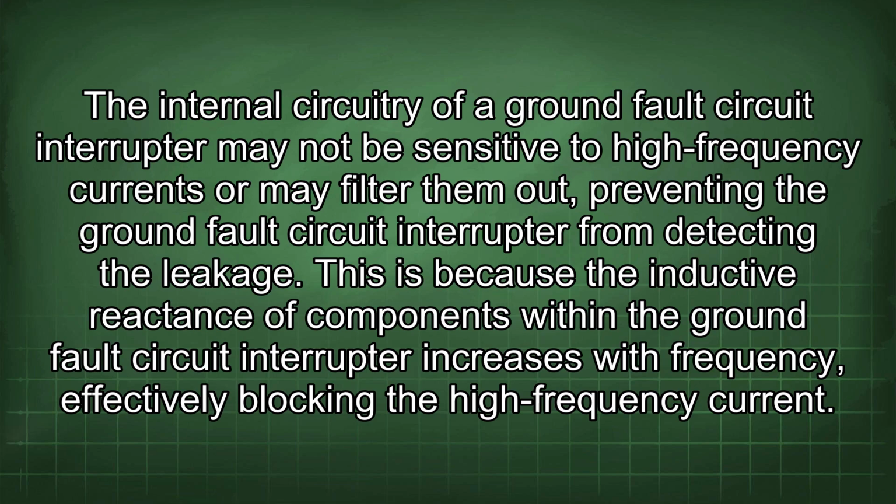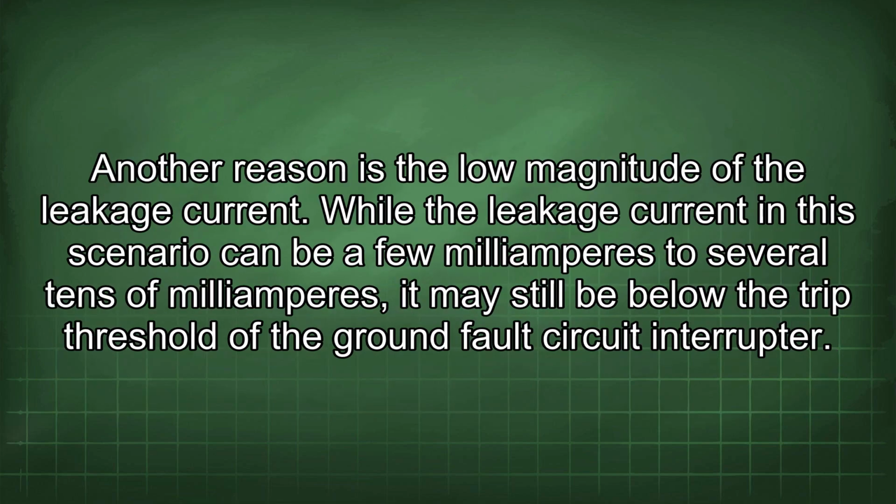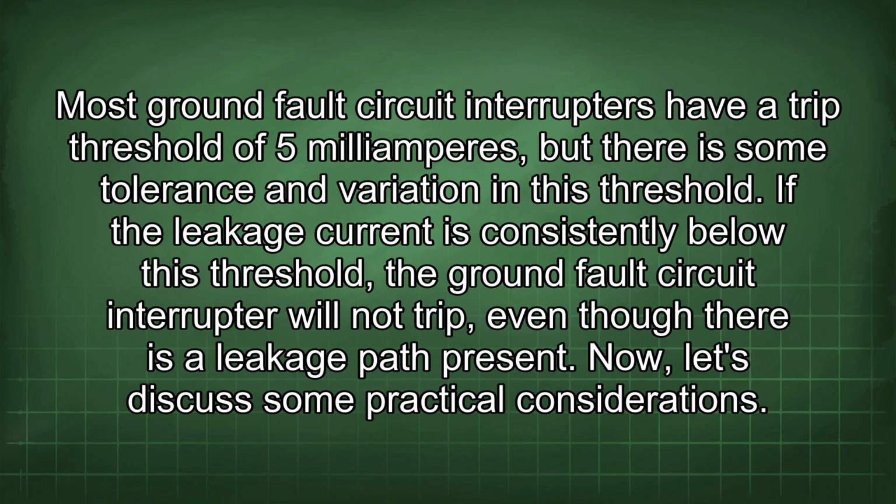This is because the inductive reactance of components within the ground fault circuit interrupter increases with frequency, effectively blocking the high-frequency current. Another reason is the low magnitude of the leakage current. While the leakage current in this scenario can be a few milliamperes to several tens of milliamperes, it may still be below the trip threshold of the ground fault circuit interrupter. Most ground fault circuit interrupters have a trip threshold of 5 milliamperes, but there is some tolerance and variation in this threshold. If the leakage current is consistently below this threshold, the ground fault circuit interrupter will not trip, even though there is a leakage path present.